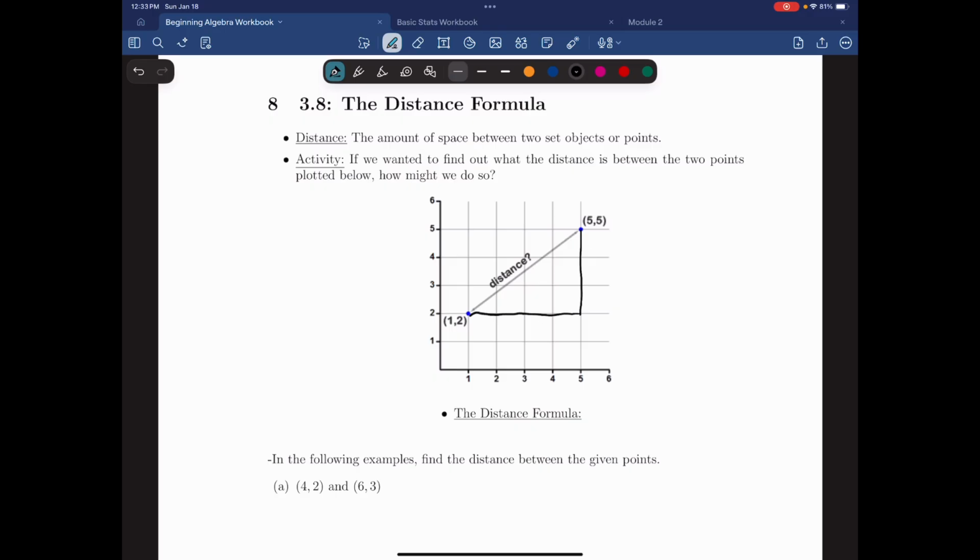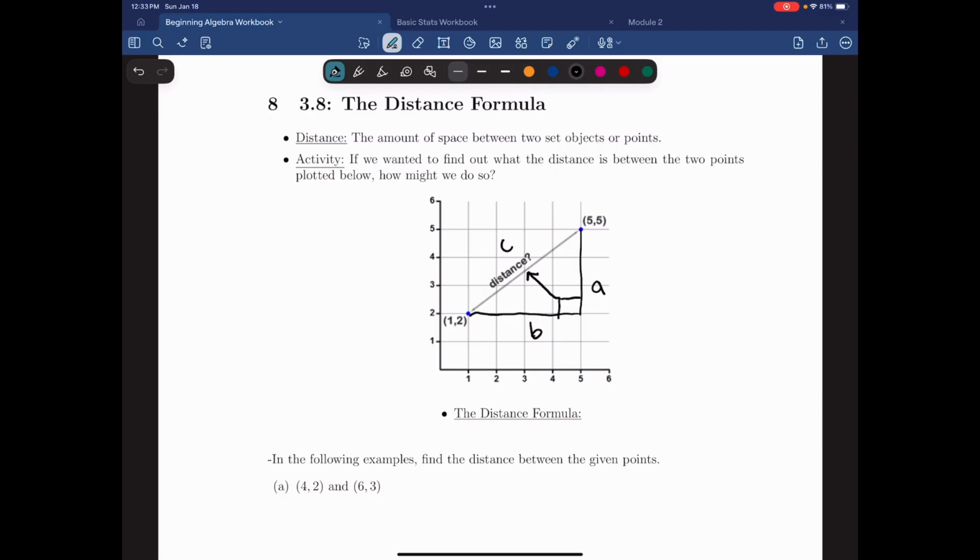But notice, this looks awfully familiar to something we've seen before. What does this create? It creates a right triangle. And what is directly across from this right angle? That's our hypotenuse, side length C. And let's say this is side length A and B. So to find the distance, we can actually just apply the Pythagorean theorem. And to find the distance formula, we're actually going to use the Pythagorean theorem to do so.